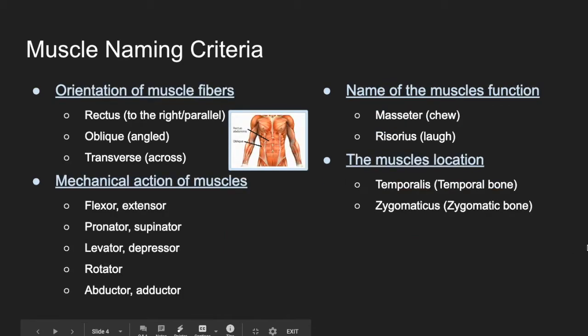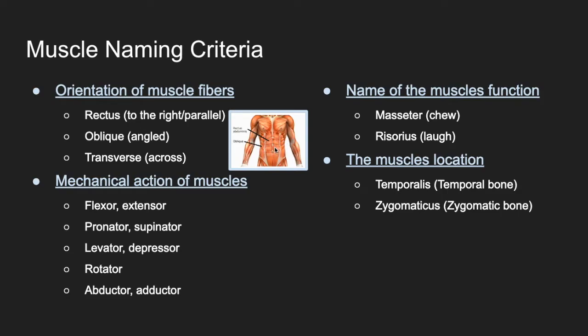Another way is orientation of muscle fibers. Think about the directions that muscles are going to be moving throughout the body. They could go parallel to your midline, they could go transverse or across your midline, or they could be angled. Those are the 3 orientations. So rectus, your rectus abdominis muscles, your ab muscles, like if you have a 6-pack, those are going to be parallel to your midline. Oblique are going to be angled, and those are like your oblique muscles that make up the sides of your abdomen.